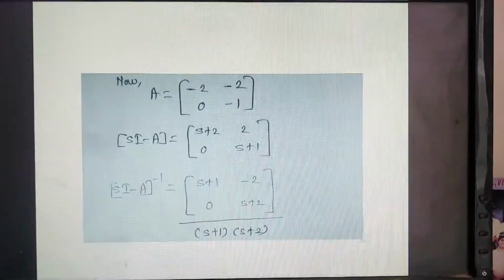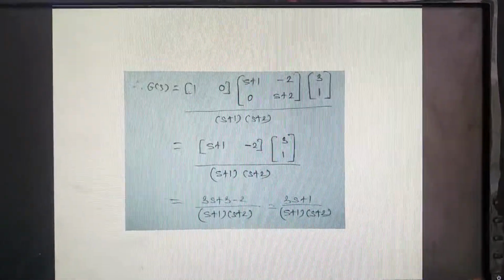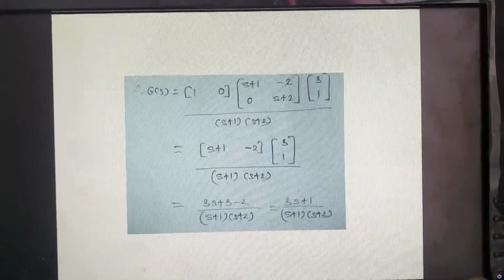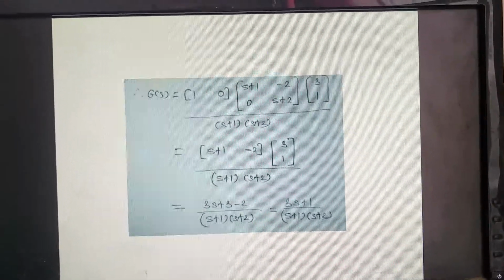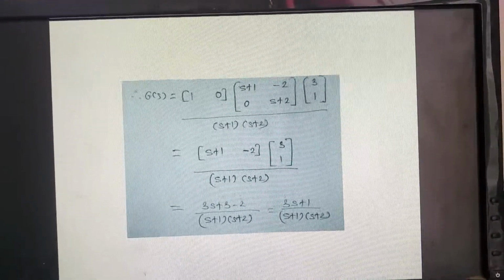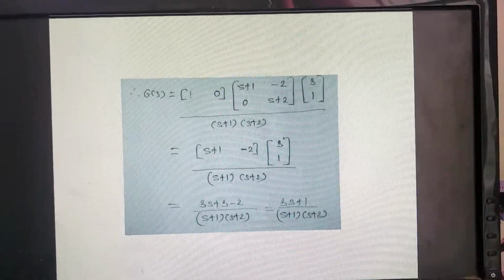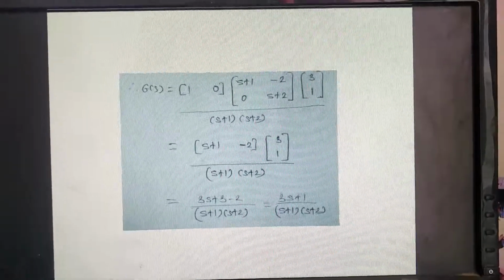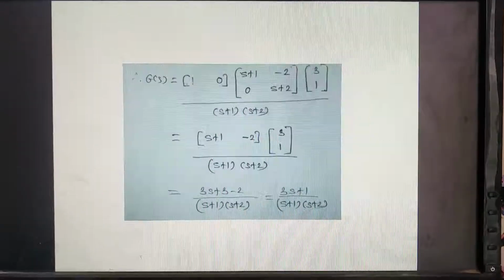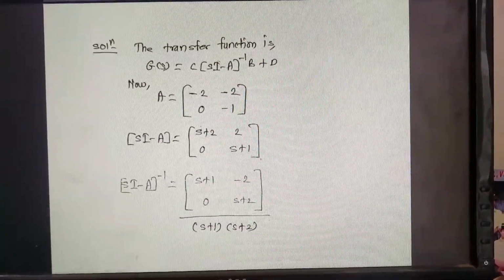Let's proceed forward. Once we have obtained the value of (sI - A)^-1, we are supposed to calculate the transfer function now. The formula to calculate the transfer function is, we know, C(sI - A)^-1 B + D. As the value of D matrix is not specified, the value of D matrix is to be considered as 0. So in our formula, let's go back to our formula. What is the formula? C(sI - A)^-1 B + D.